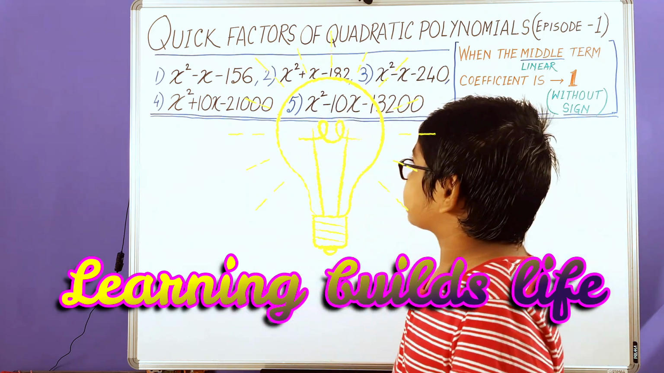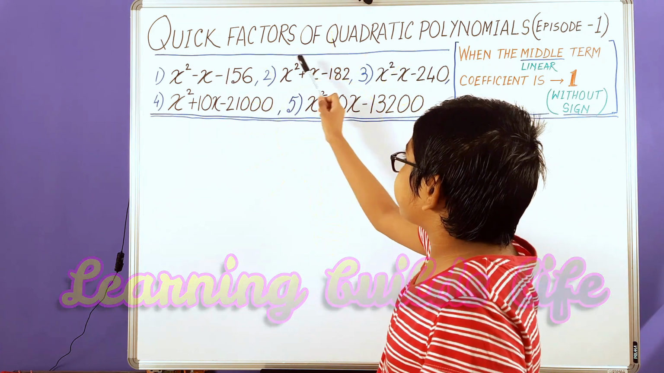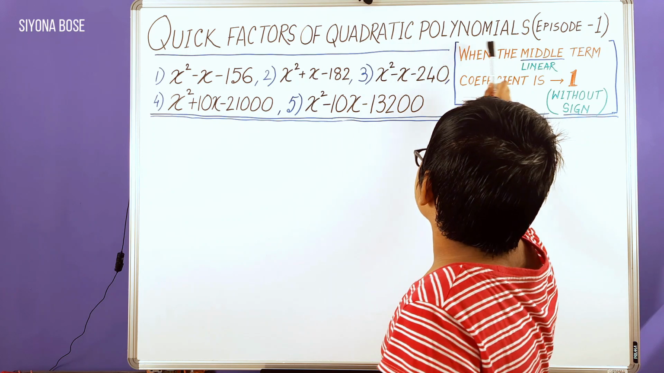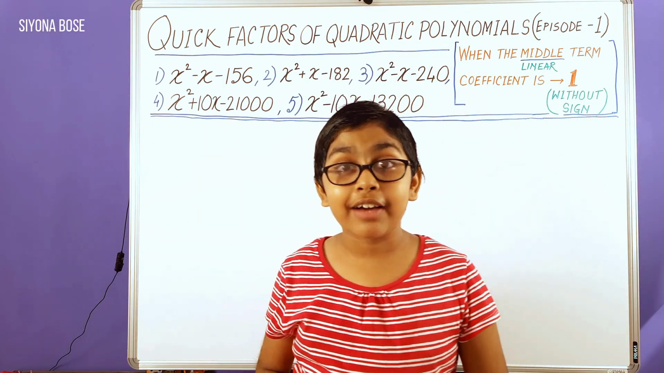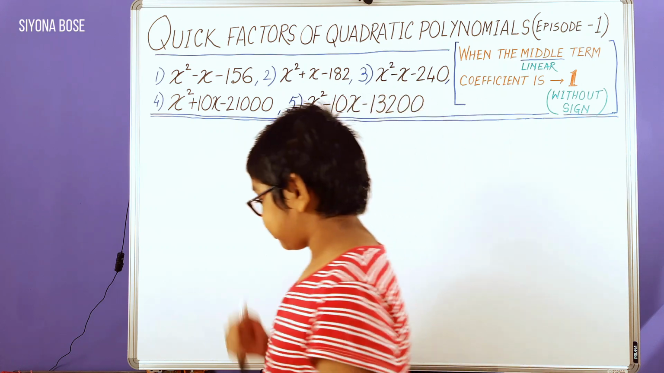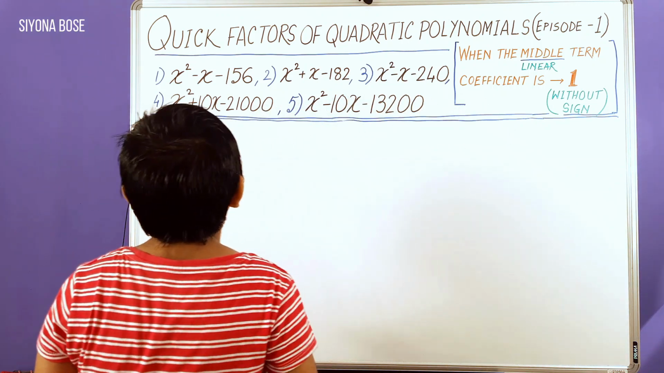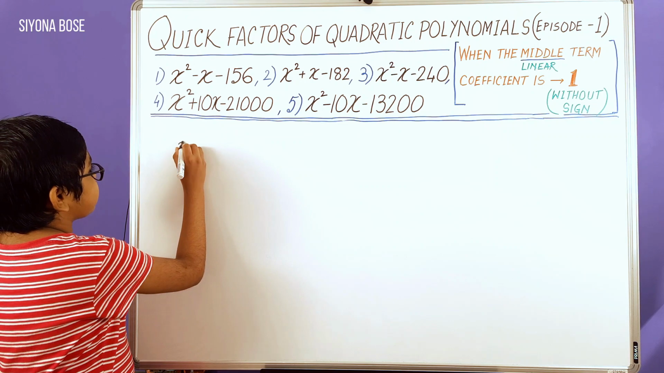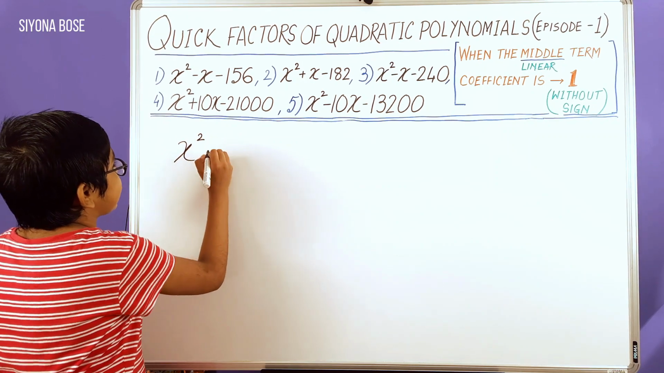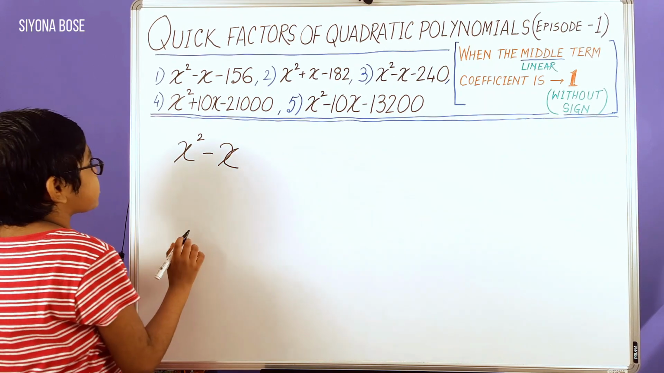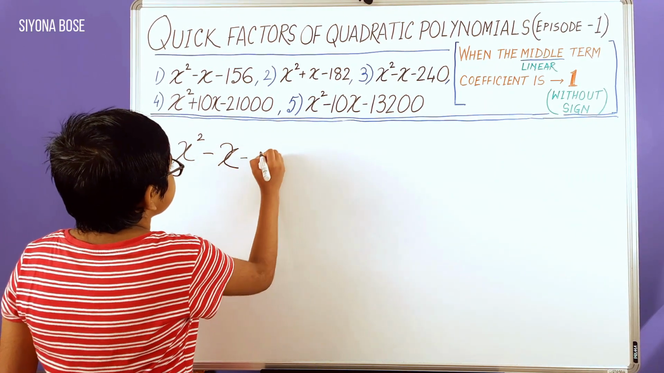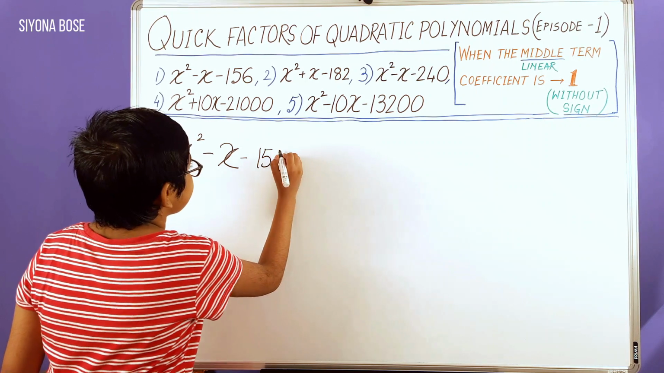Today we're going to learn how to find quick factors of quadratic polynomials. So we can begin, and I have a special trick for you. In the first polynomial, when we factorize, let's see how we can do it. The polynomial is x squared minus x minus 156.